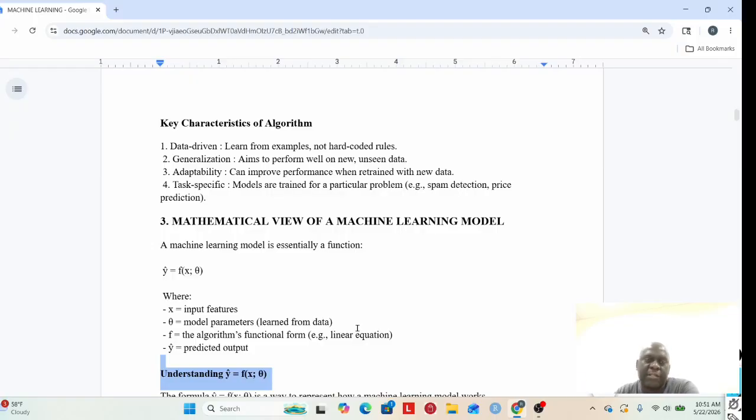Another aspect of an algorithm is adaptability. It can improve performance when retrained with new data. So we are always retraining these models because circumstances are always changing. We update our algorithms by giving them more recent data, more data, or better data. Task specific: some models are trained for a particular problem, for example, spam detection or price prediction. So we shall now go into the mathematics of the model.